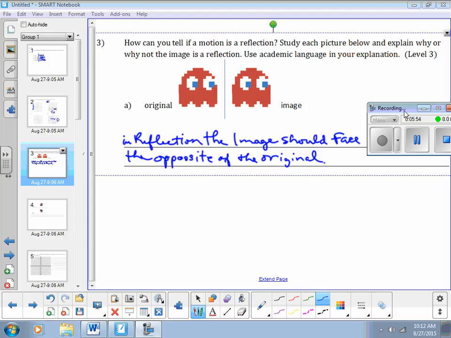Now we're going to answer the next question. It says, is the picture below a reflection? And why not? So yes or no is an answer, but you've got to explain why it is yes or why it is no. So is that a reflection, everybody? No. You could just say not a reflection.